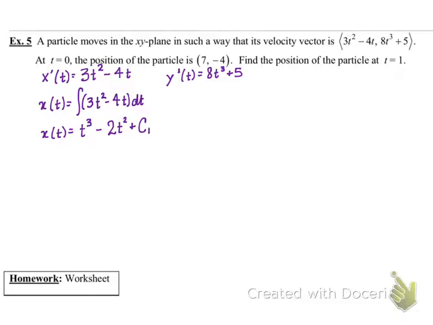So here we go. We went ahead and integrated using the indefinite integral. And now we're going to find out what we know the position is at 0. The position of x is 7. And we can go ahead and find c sub 1 using this.